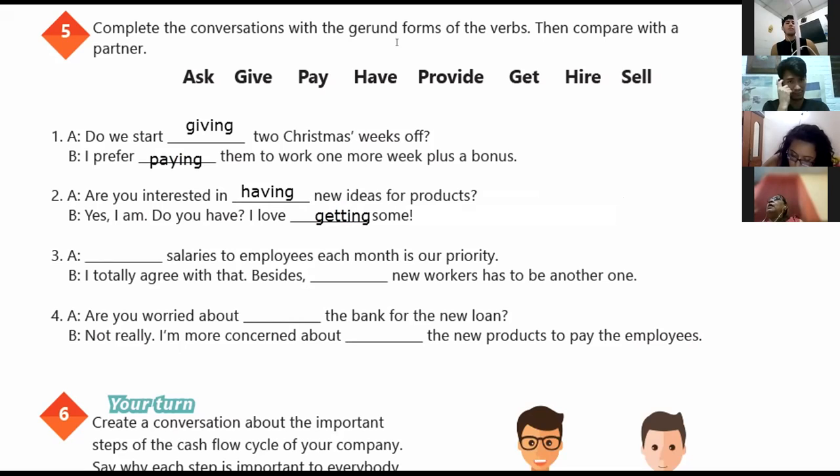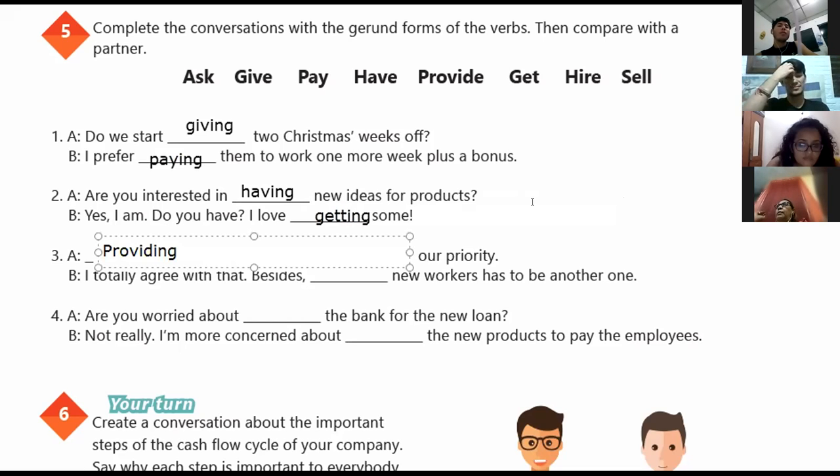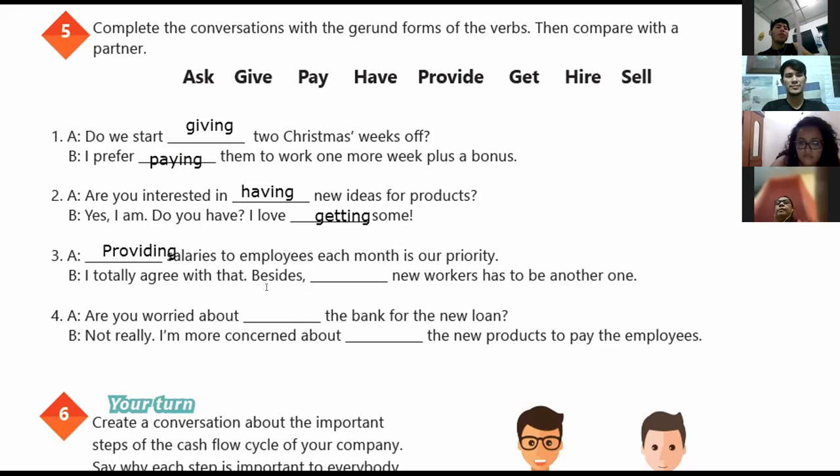Number three. Giovanni Ramirez, please. Providing salaries to employee each month is our priority. Providing. Okay, let's see. Letter B. I totally agree with that. ¿Cómo se pronuncia esa palabra? Besides. Significa además de, además, besides. Hiring. Yes, hiring. Okay, try hiring. Hiring.